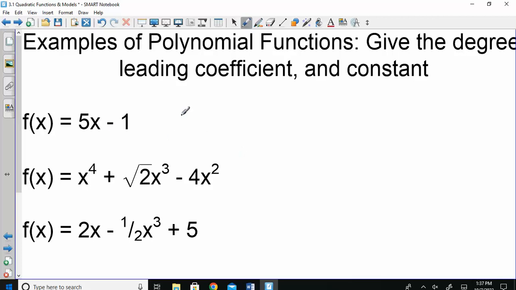All right, so the first one, the degree, that's my highest power of x. What is the highest power of x? 1. Okay, my leading coefficient. You find the term with the highest power of x. What is the coefficient on that term? The constant, the number by itself. -1.